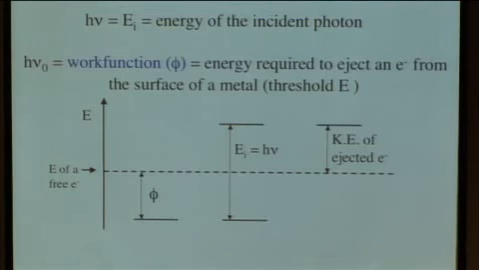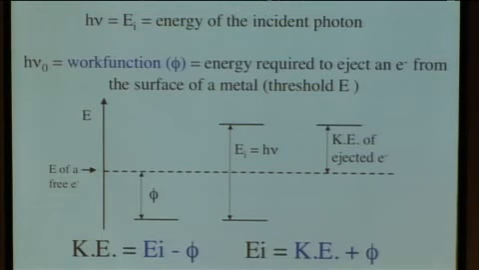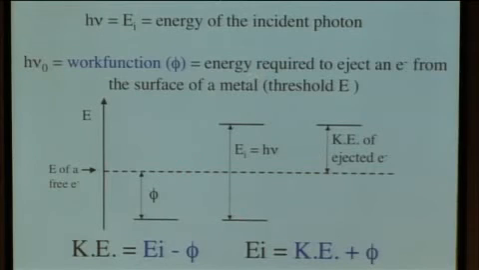So therefore, we can rewrite our equation in two ways. One is just talking about it in terms only of energy, where our kinetic energy is equal to the total energy going in, the initial energy, minus the energy of the work function. We can also talk about it in terms of, if we want to find out what that initial energy was, we can just rearrange our equation, where the initial energy is equal to the kinetic energy plus the work function.